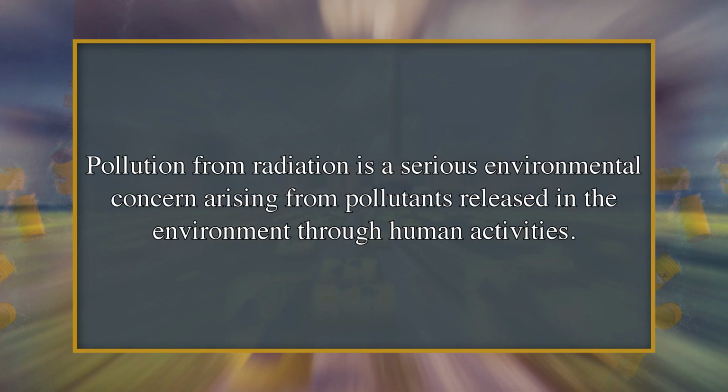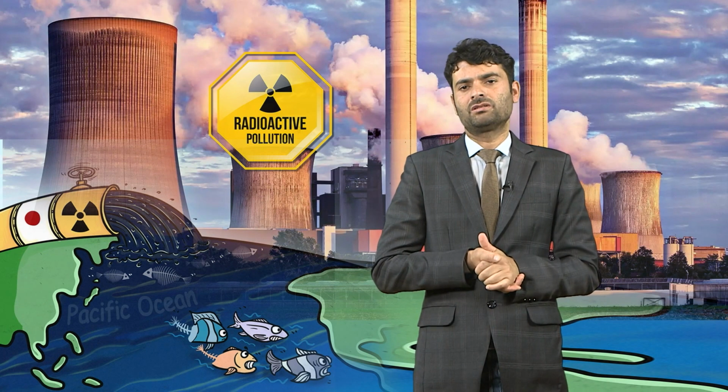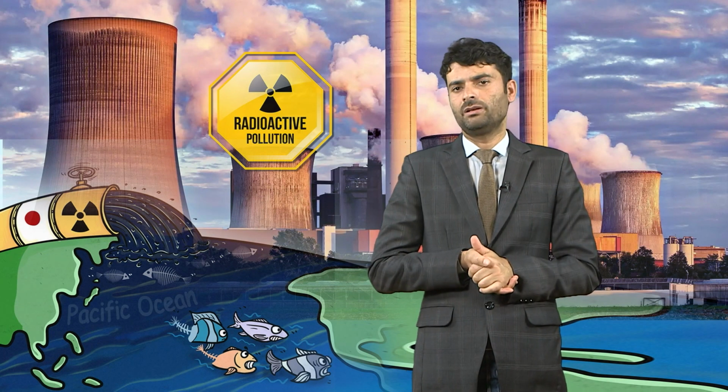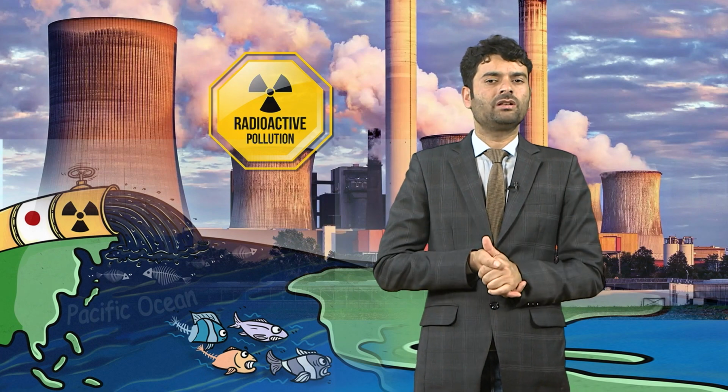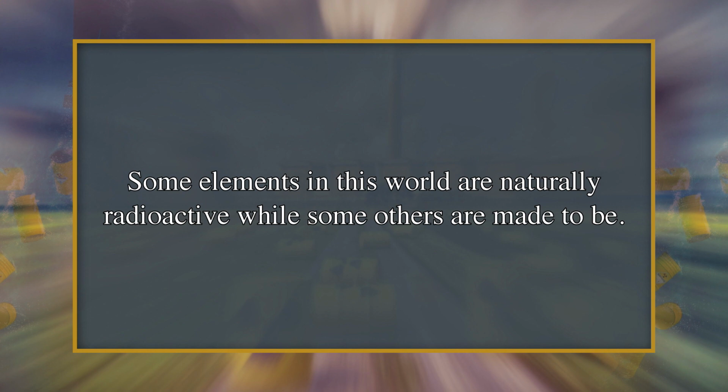Pollution from radiation is a serious environmental concern arising from pollutants released into the environment through human activities. Nuclear pollution occurs when a radioactive element comes into contact with other elements in the environment and emits short wave electromagnetic rays, which are a serious threat to living organisms. Some elements in this world are naturally radioactive, while some others are made to be.